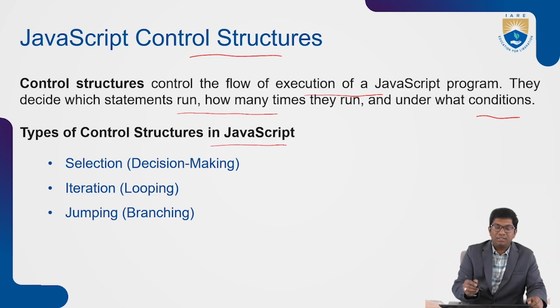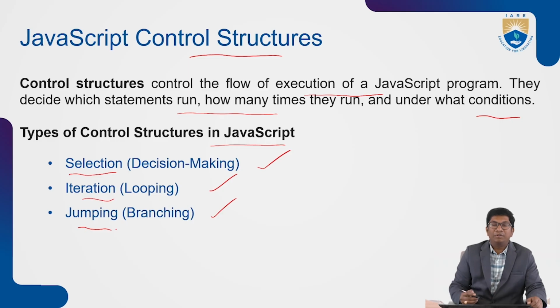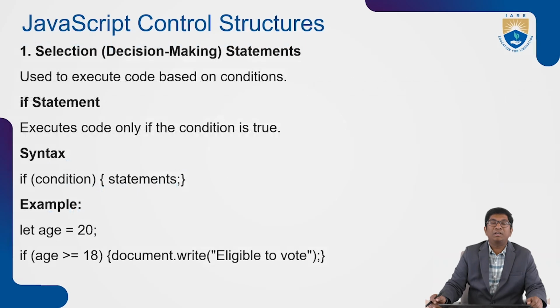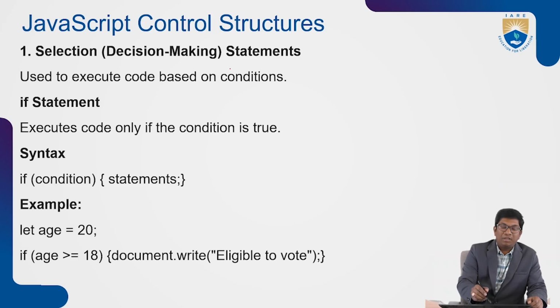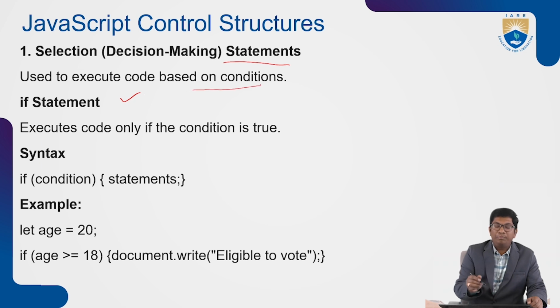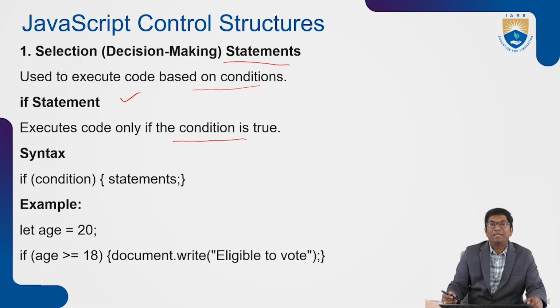Types of control structures in JavaScript: decision making, looping, and branching. We can also call them selection, iteration, and jumping. We'll see one by one. First we'll see decision making statements in JavaScript. We have the if statement first, used to execute code based on a condition. It executes only if the condition is true. If the condition is true, it executes the block of code. If the condition is false, it will not do anything.